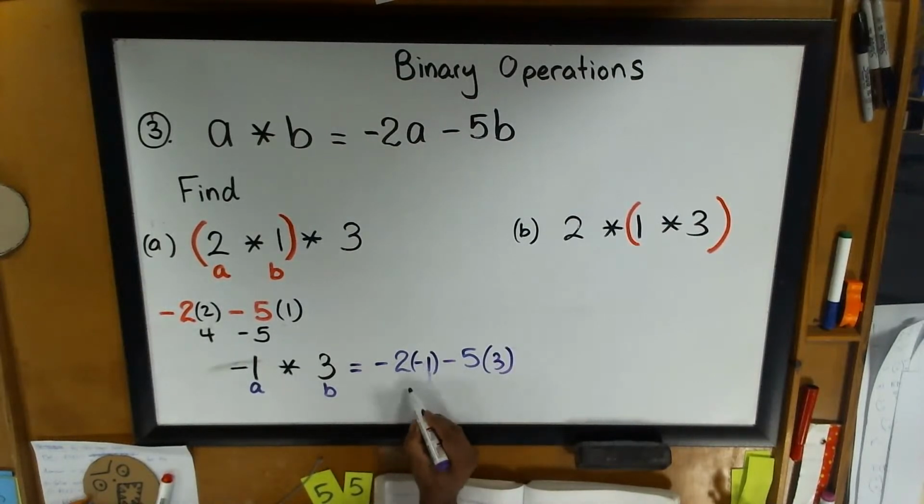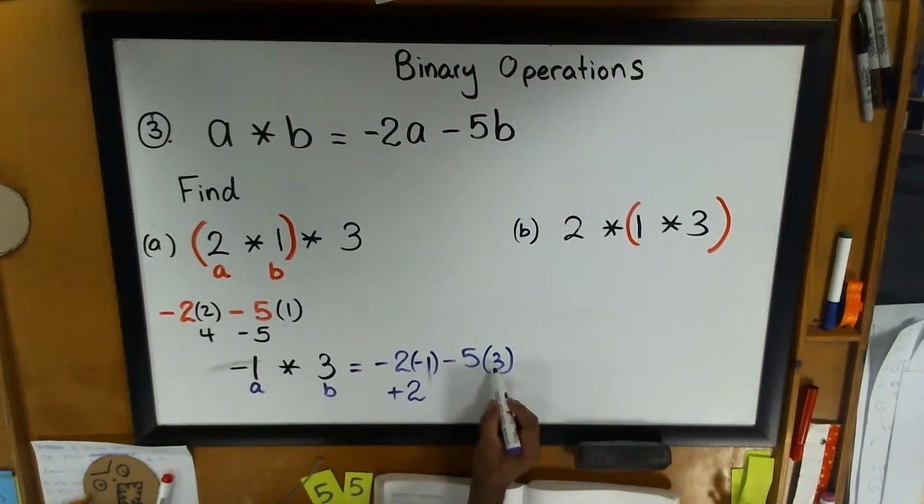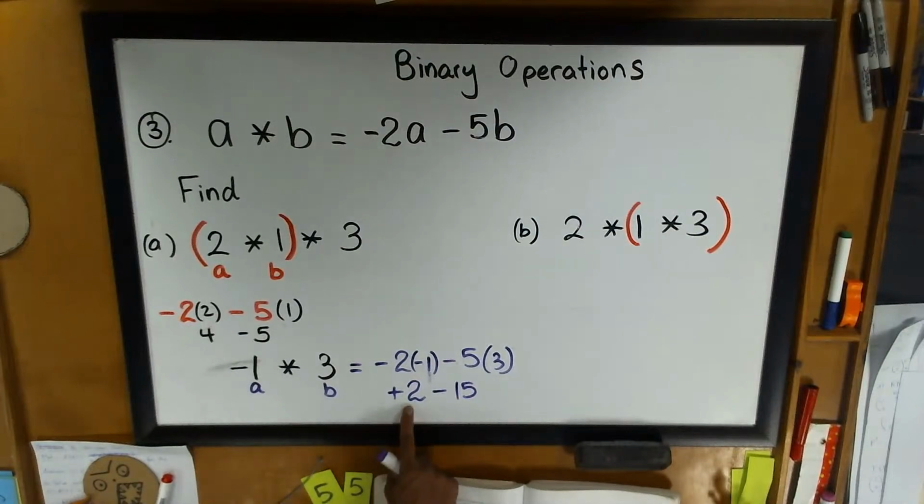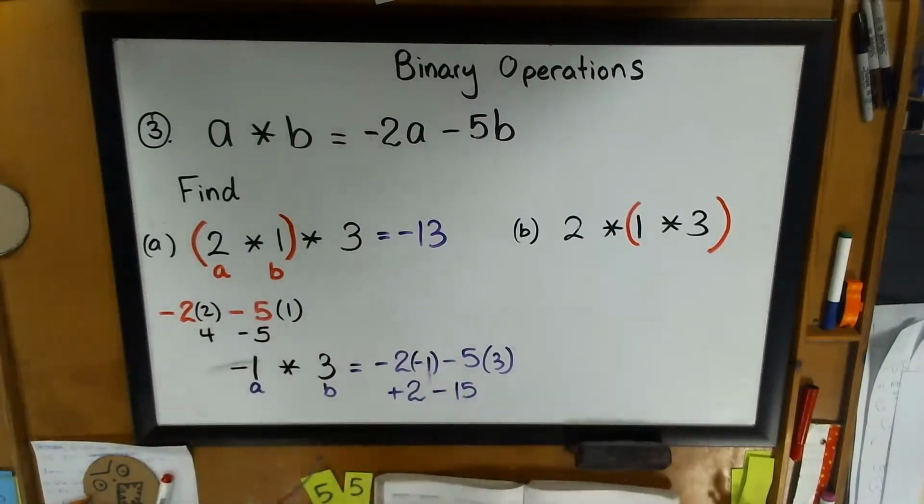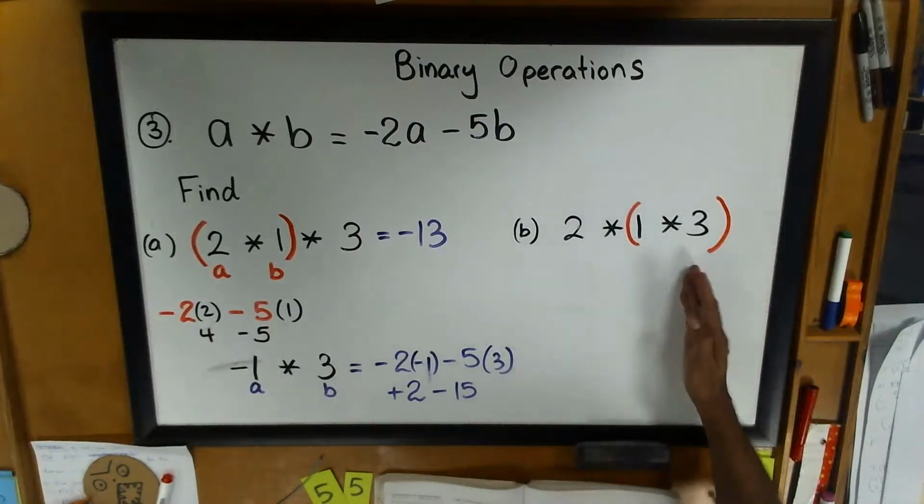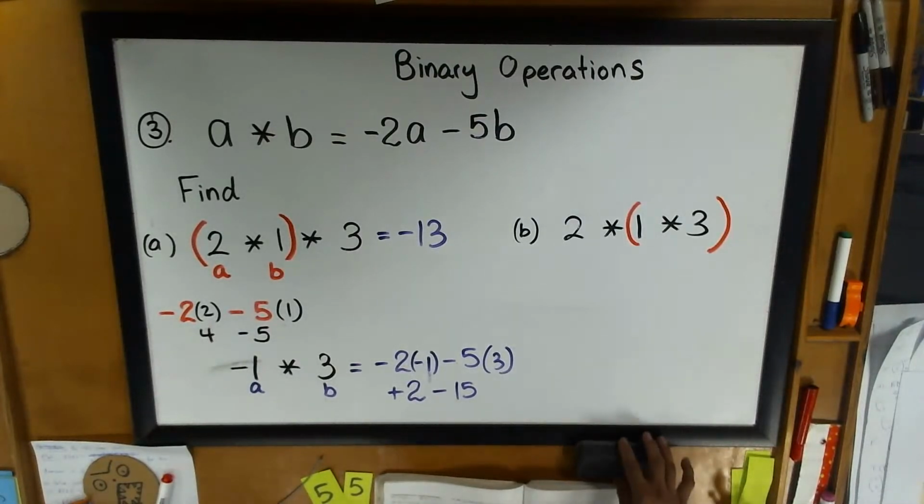Minus 2 multiplied by minus 1 is positive 2. 5 by 3 is 15, and don't forget the minus sign there. 2 minus 15 is minus 13. So the final answer for that one is minus 13. Okay? So let's try this question here and let's see what happens.